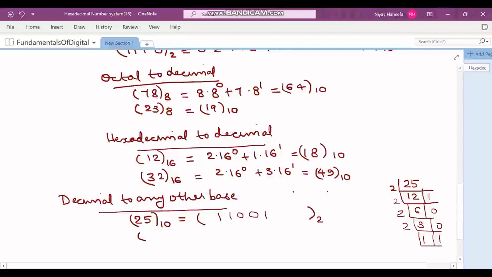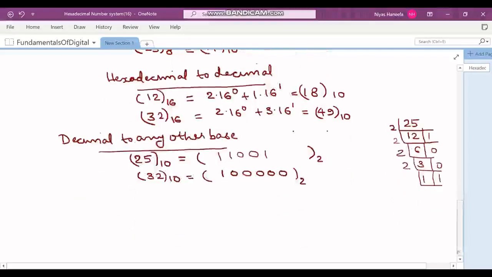Similarly, you can try it out, find out the equivalent value of 32 to the base 10. So that will be equal to, try it out. So this will be the equivalent value. You can try it out.